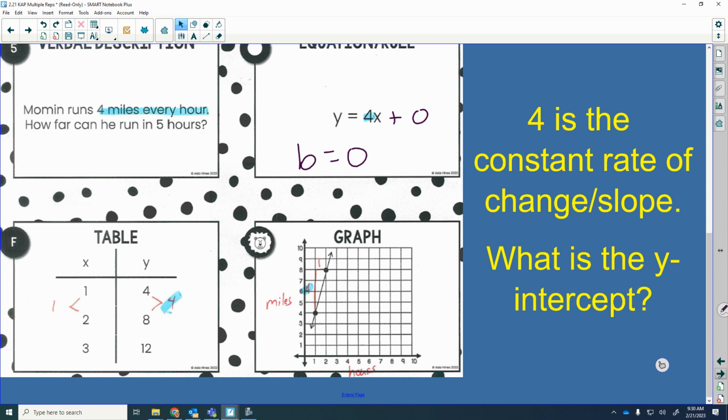Because in the middle, what does it say for y'all? 4 is the slope, right? And then blank is the blank. So I would have said 4 is the slope or constant rate of change, and 0 is the y-intercept, starting point of 0, something like that. Okay.